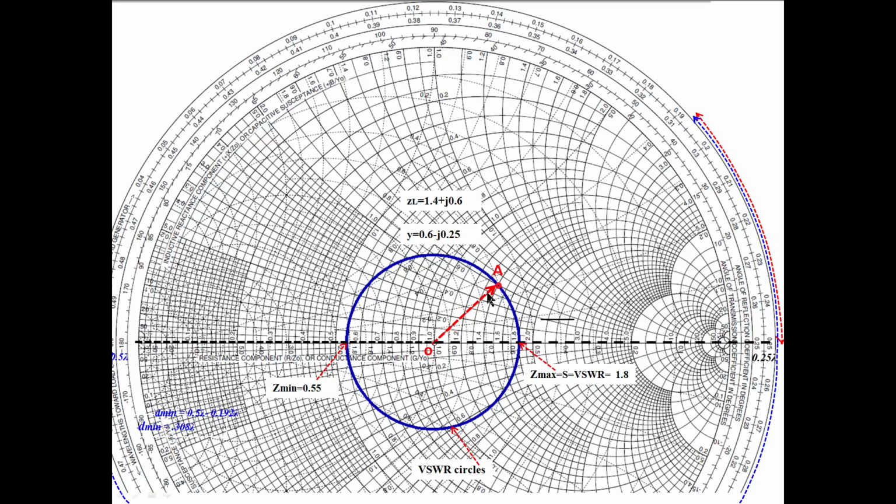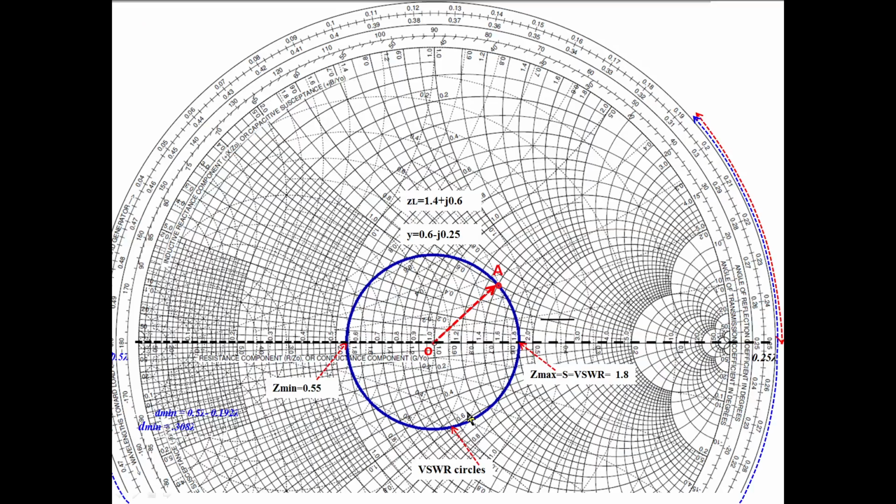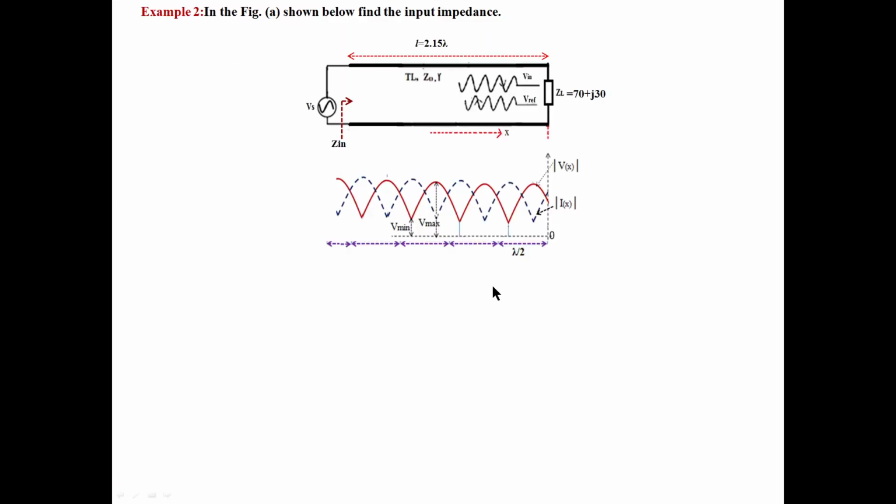On the chart, once we complete lambda by 2, if you want to move further, again lambda by 2 means you should go again over this circle, because the same value repeats again here. So like that, it may be 2 lambda.